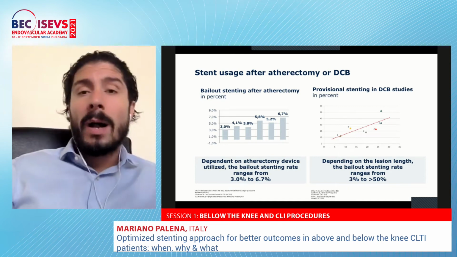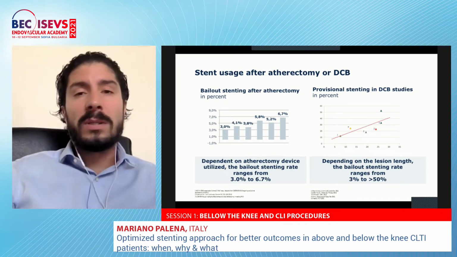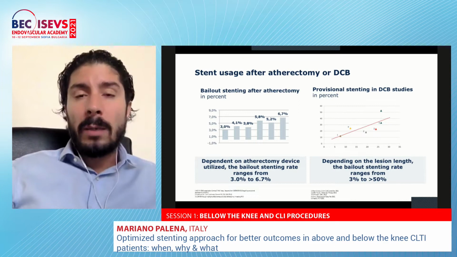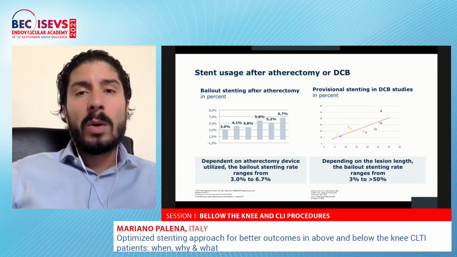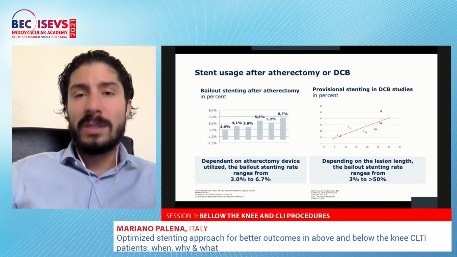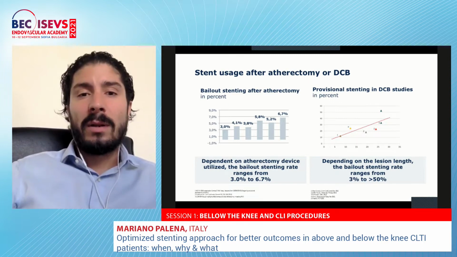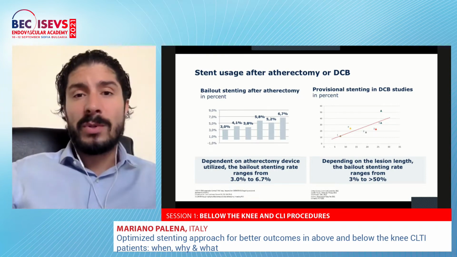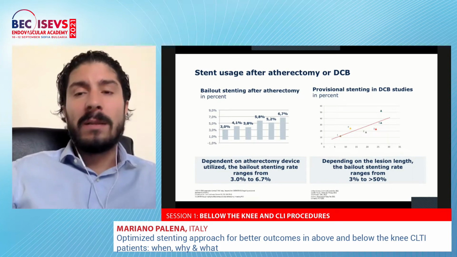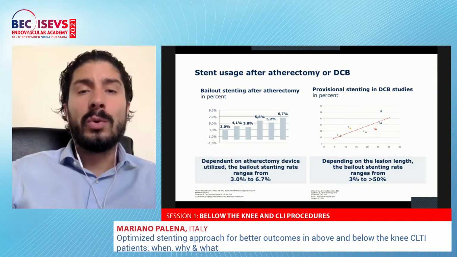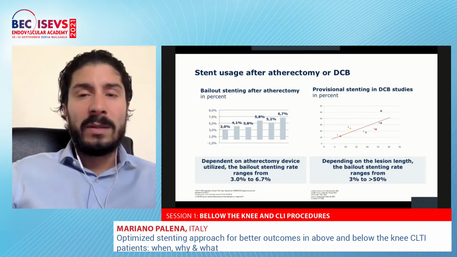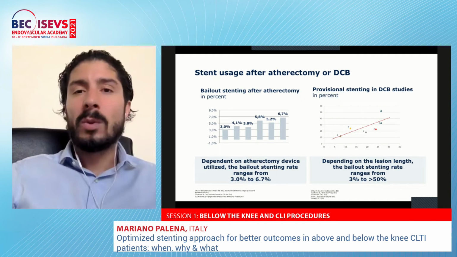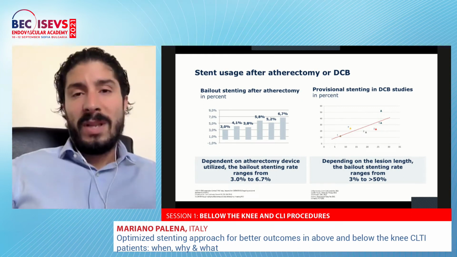For sure, today, discussing combination therapy in complex lesions, we can think about atherectomy or DCB or both. But finally, even in those cases, some will need a stent. For example, bailout stenting after atherectomy, even if not in a high percentage, is needed in around 5%, or provisional stenting after DCB use. What happens is that we do a good pre-dilatation, move forward with the DCB, and after the DCB we realize we have a residual stenosis or a residual dissection. At that moment, we will need a provisional stent.